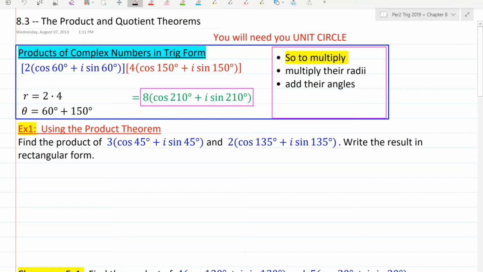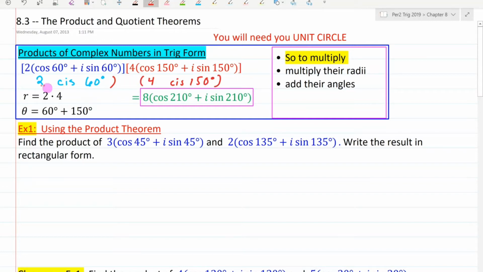Hello. In this video, we are going to learn how to multiply complex numbers that are in trig form, and how to divide complex numbers that are in trig form. In the last section, we've been learning how to put everything in trig form, which is 2 cosine 60 plus i sine 60. This is the same thing as writing 2 cis 60 degrees. And 4 cosine 150 degrees plus i sine 150 degrees. This is the same thing as writing 4 cis 150.